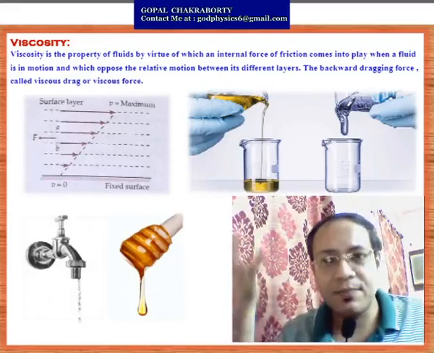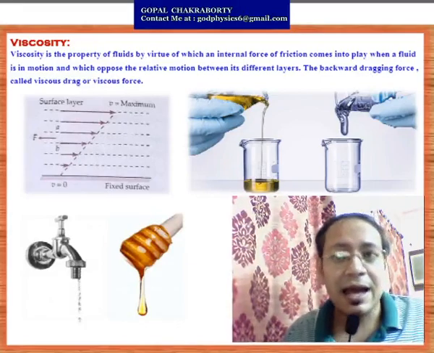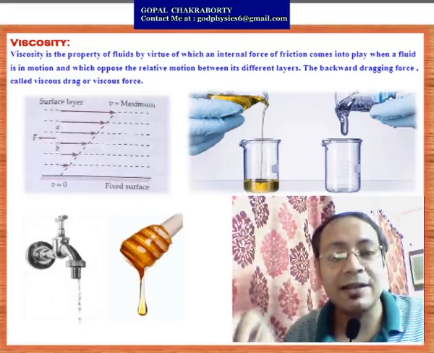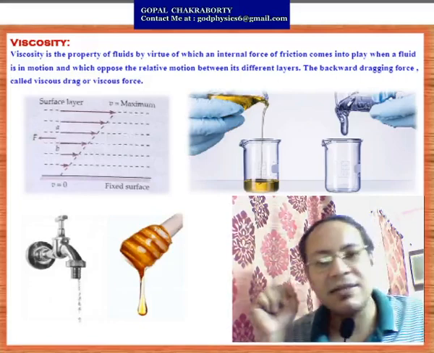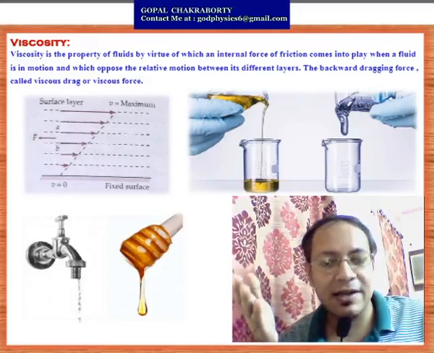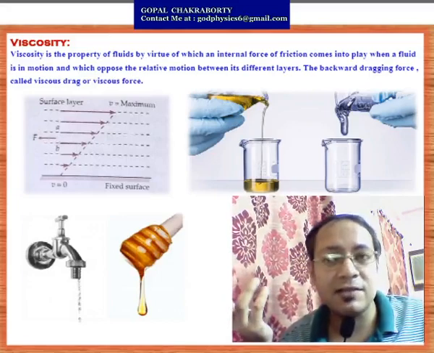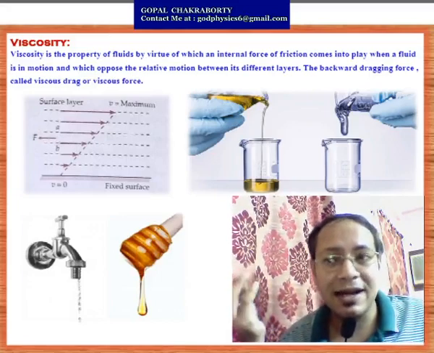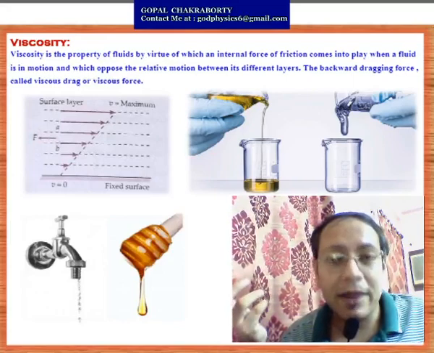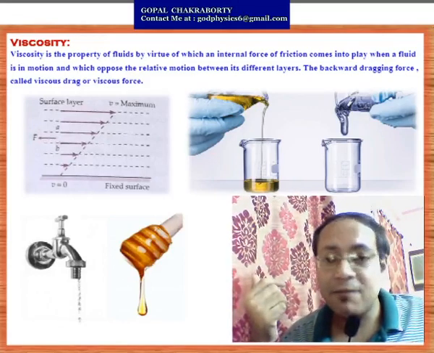Due to this, the lower layer moves with a lower velocity, and if you increase the depth, ultimately the last layer has the slowest velocity. This happens by the property of viscosity. Also some pictures are given here. You can see that water drops flow or fall in a very fast way, whereas honey, when it falls from a spoon, falls in a slow manner, because the density also plays an important role in viscosity.